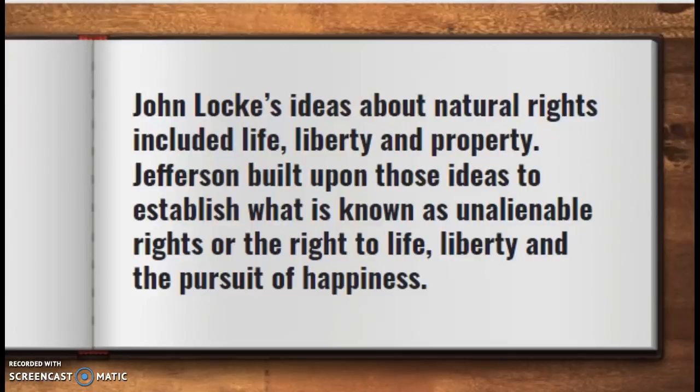John Locke's ideas about natural rights included life, liberty, and property. Jefferson built upon those ideas to establish what is known as unalienable rights, or the right to life, liberty, and the pursuit of happiness. I would like to acknowledge that those are 2 different things, unalienable rights and natural rights. John Locke believed that the pursuit of happiness was a foundation of liberty.